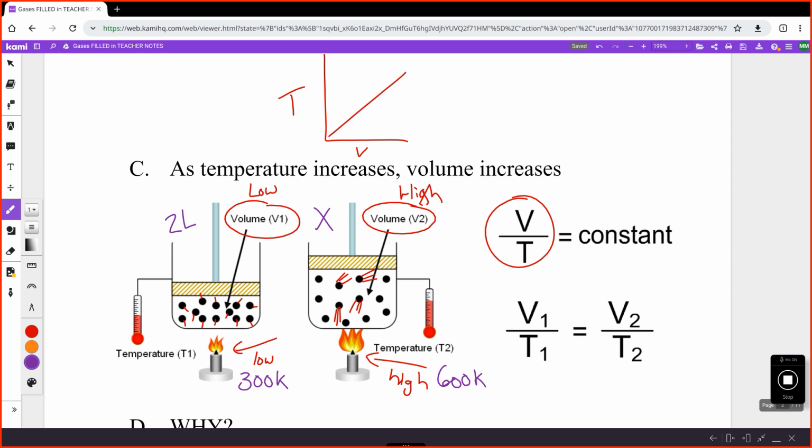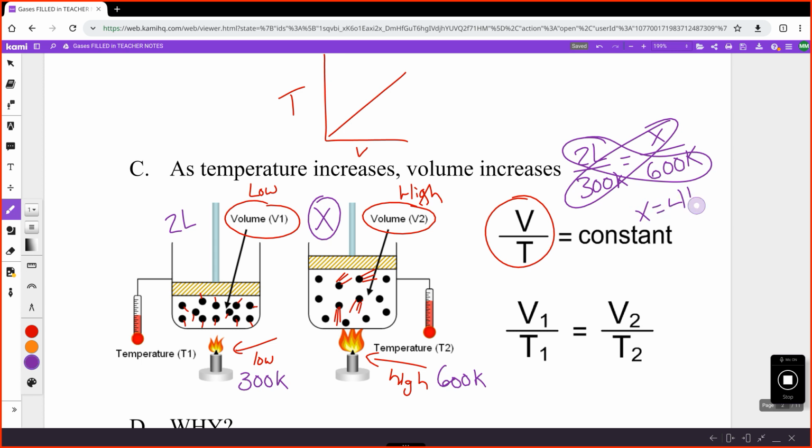We could take these numbers and plug them into this formula by saying V1 over T1 equals V2, which is X right now. I don't know what my new volume is going to be, but my new temperature is going to be 600 K. We do some cross multiplying and dividing, and what we find out is X equals 4 liters. So the volume doubled when the temperature doubled.